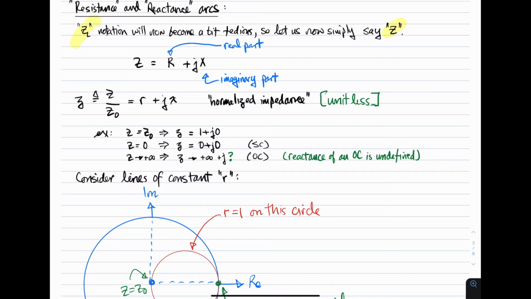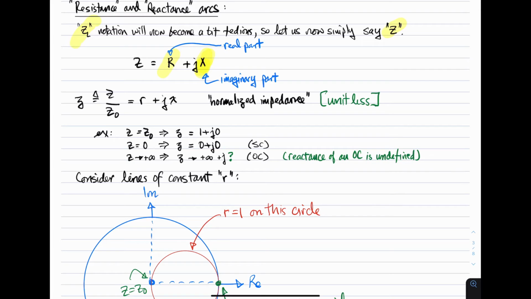And in general, Z is complex valued, so it's something we can express in terms of a real part, R, and an imaginary part, X. And that real part you might think of as being a resistance, although it's not necessarily physical resistance. It's just the real part of the impedance. And X is typically thought of as being the reactance, although again, it's not necessarily a physical reactance. It's simply the imaginary part of the impedance.